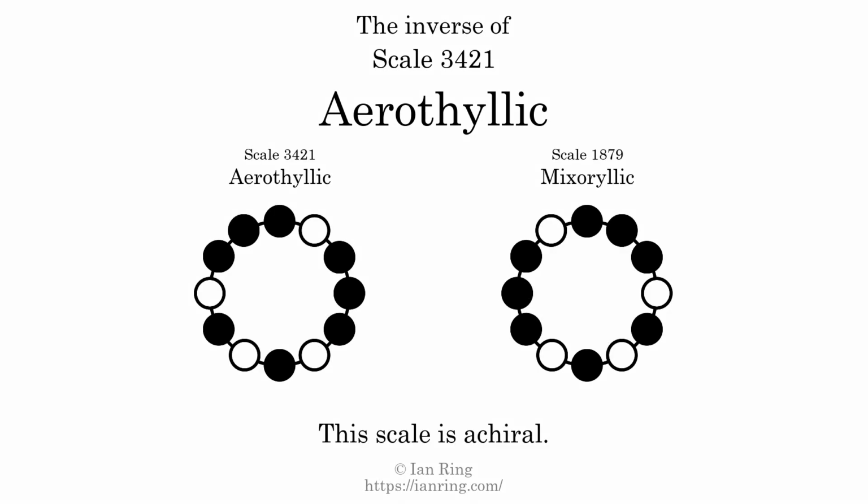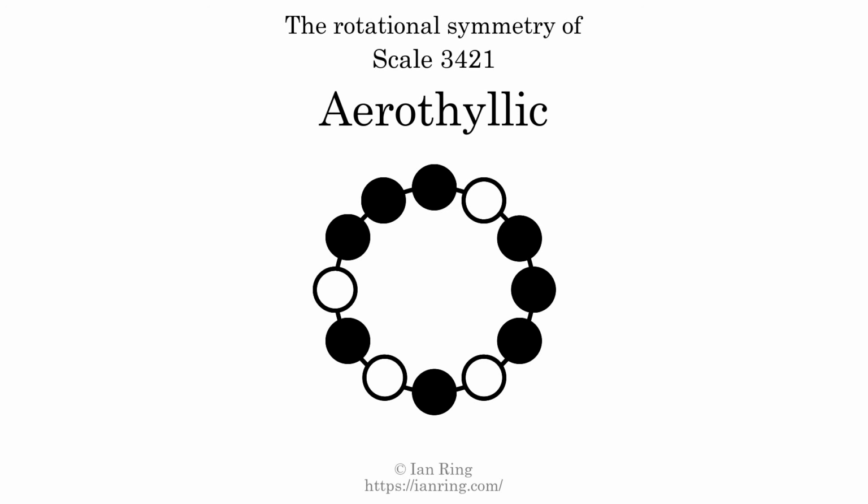The inverse of a scale is a mirror image. It is what you get when the sequence of intervals is reversed. The inverse of this scale is scale 1879, also known as Mixorylic. This scale is achiral, since it can transform into its own reflection by a rotational transformation. This scale has no rotational symmetry.